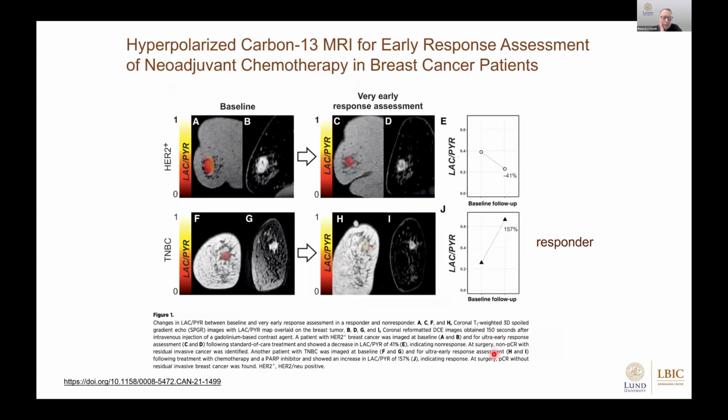This is an example from the group of Cambridge. I'm not sure I'm right. If not, I'm sorry for that. Just 2 genetic backgrounds of breast cancer, where you look at the ratio of lactate over pyruvate after you injected pyruvate itself. And you can see in this figure on the right that there's a huge difference in response, at least in this ratio, between a responder and a non-responder.